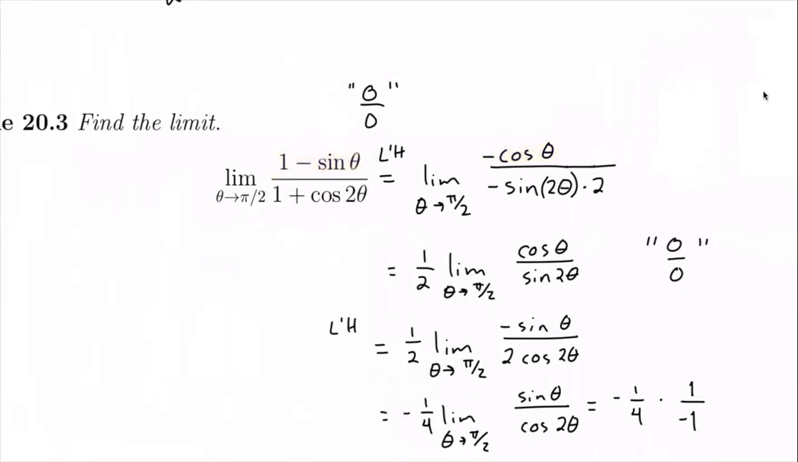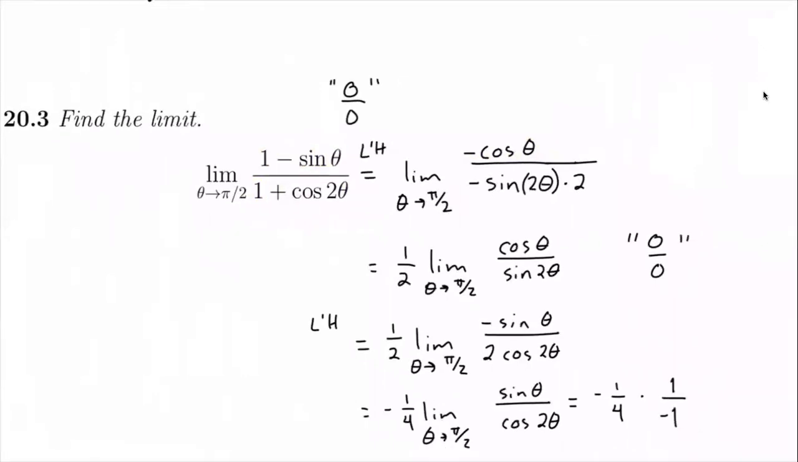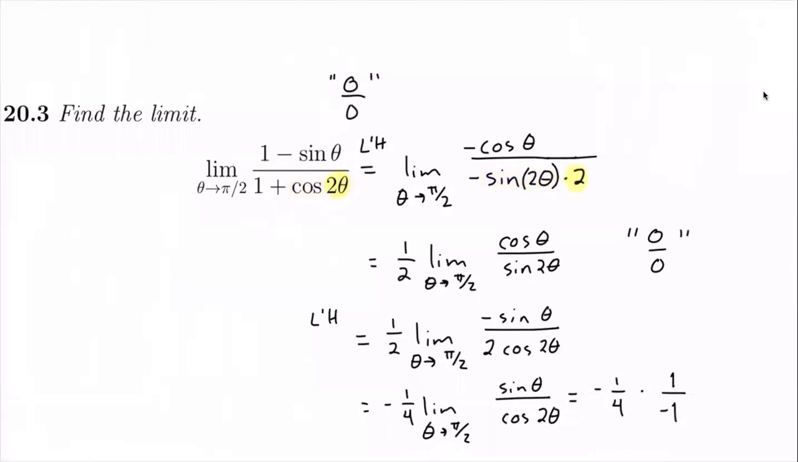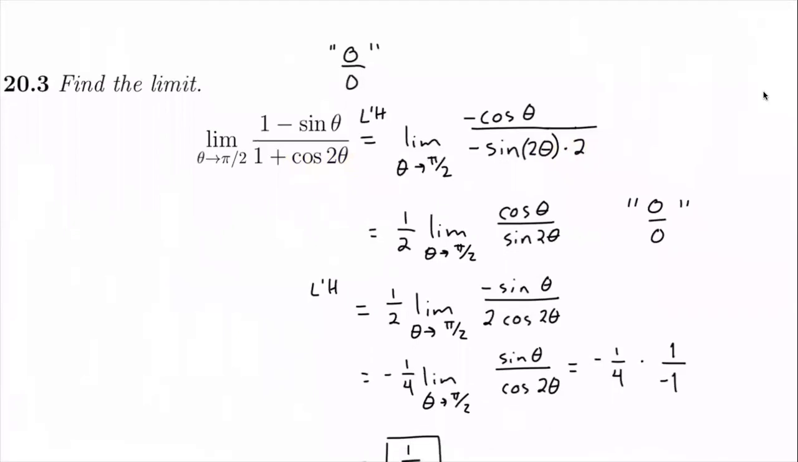The denominator takes a little bit more work. Derivative of 1 is 0. And this is going to be negative sine 2 theta, the outer derivative, times the derivative with respect to theta of the inner function 2 theta, which gives us that multiple of 2 right there. And now we assess what we're looking at here. So the negatives cancel, and the 2 in the denominator will factor out as a 1/2.